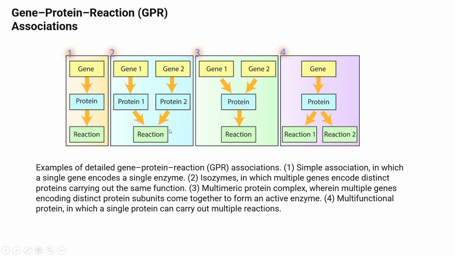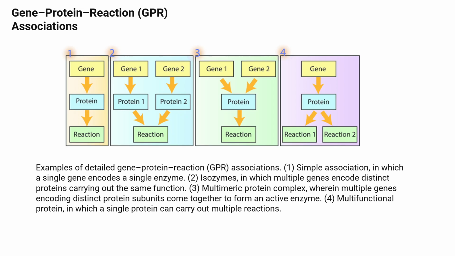The second panel that you see shows what are known as isozymes. Multiple genes, here gene 1 and gene 2, encode distinct proteins, but they carry out the same function. Gene 1 and gene 2 are producing two different enzymes which are similar in function and can catalyze similar types of reactions. If you block one of the enzymes, the other enzyme will take its place. So these are known as isozymes: distinct proteins produced by different genes, but with similar functions.